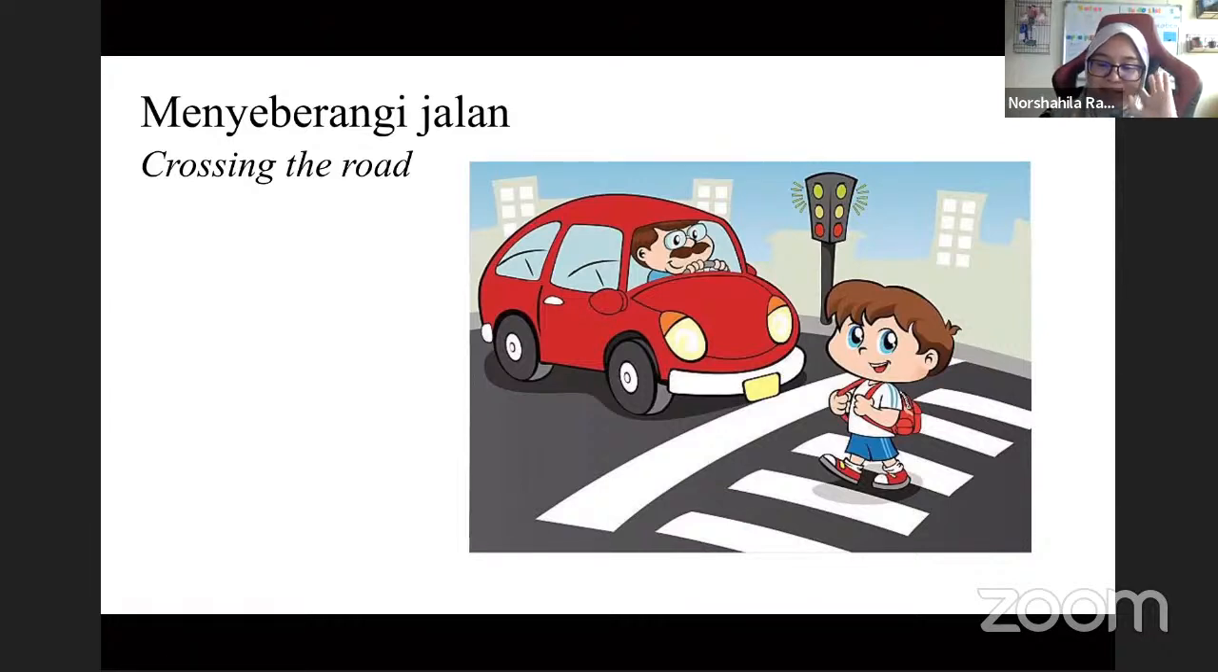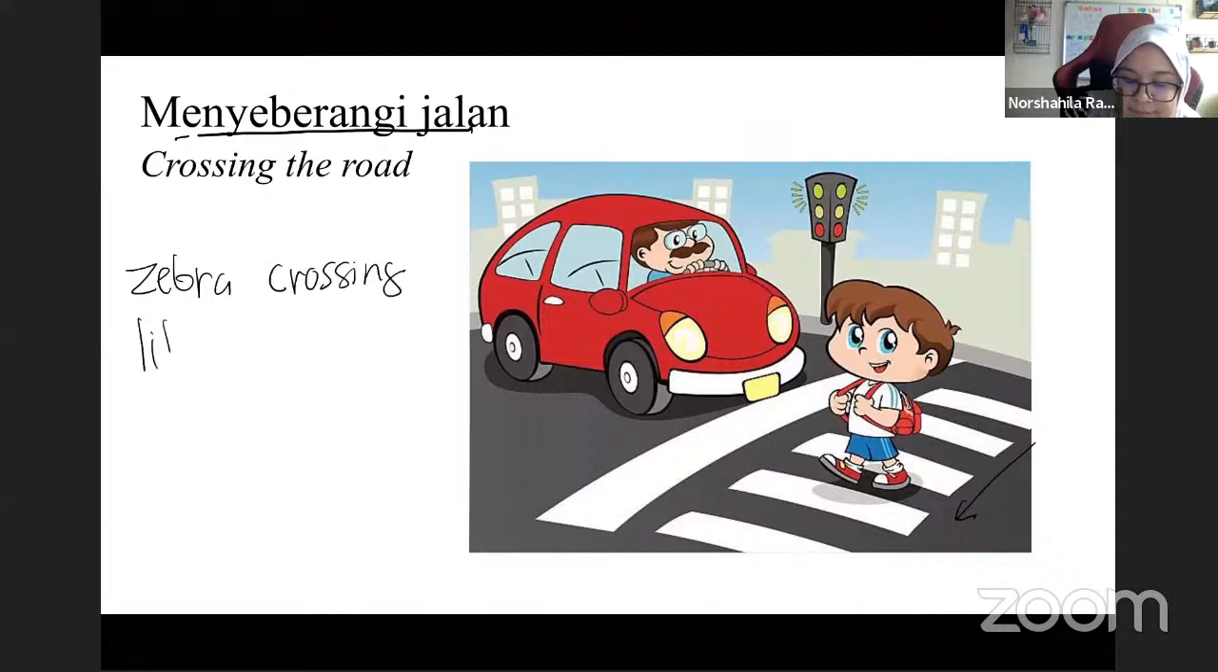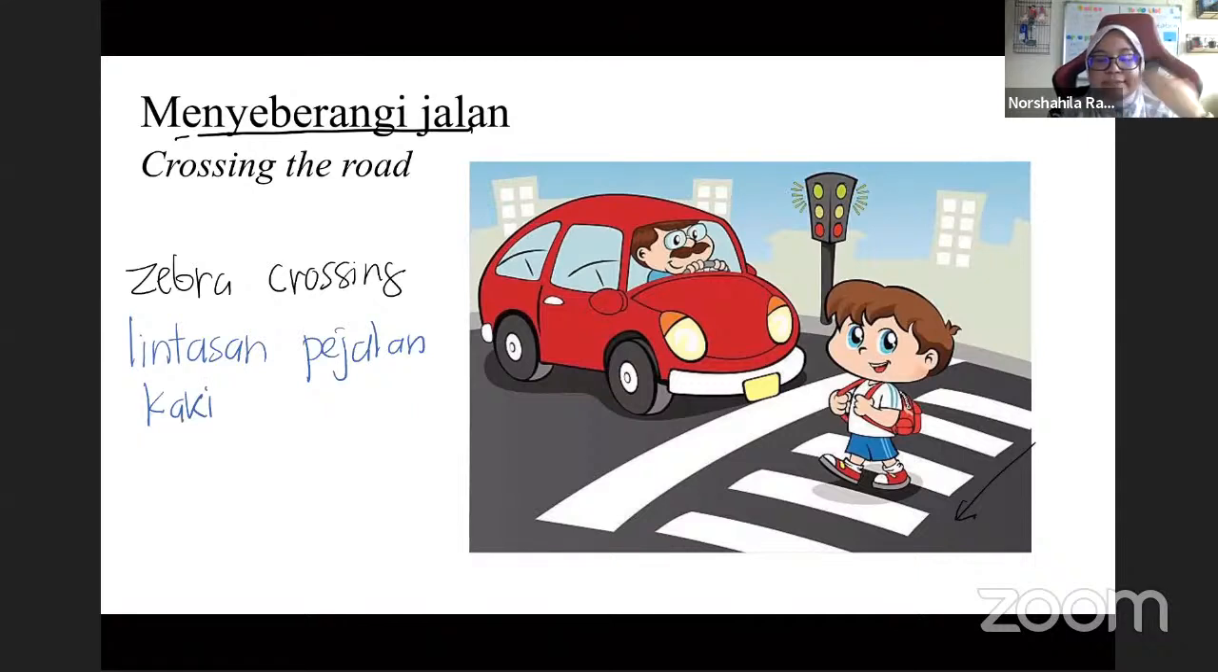Just for your information, in Malaysia we also have the power of hand. Why the power of hand? When you want to cross the road, menyeberangi jalan, if you want to use the zebra crossing, we call zebra crossing lintasan pejalan kaki. It's quite long, so bear with me.